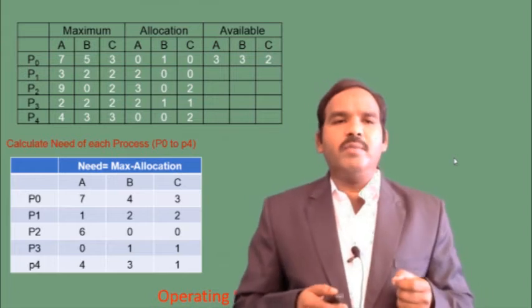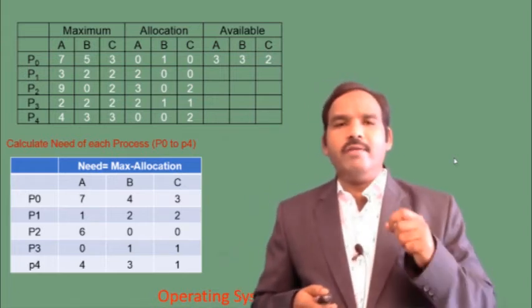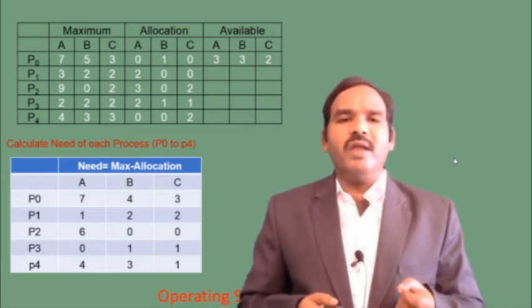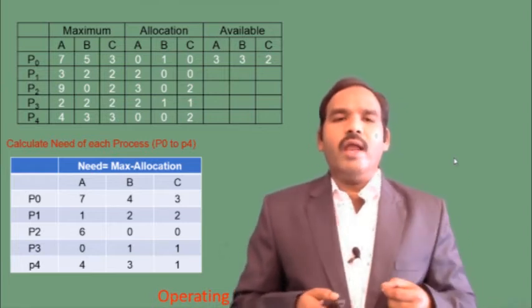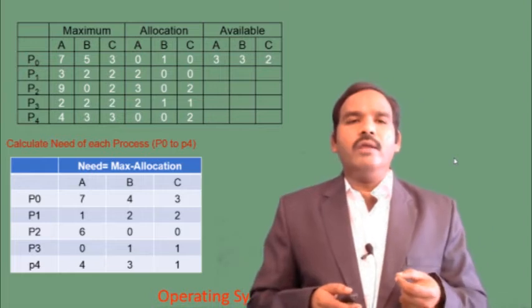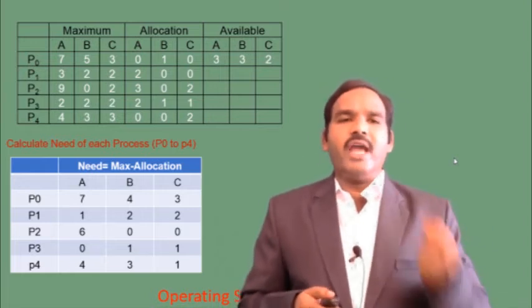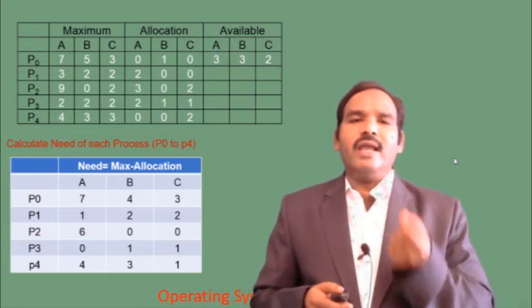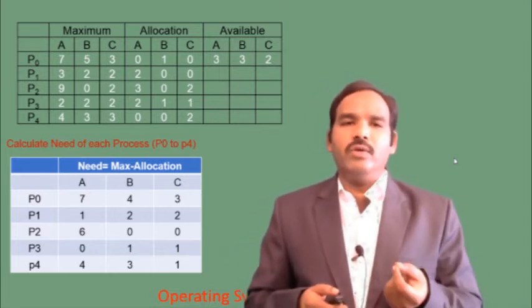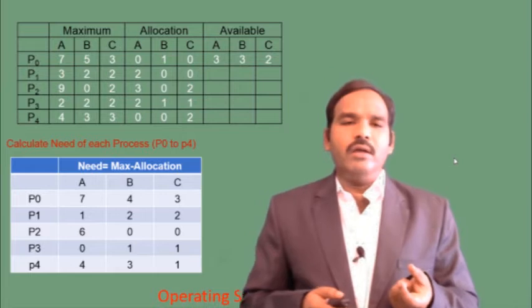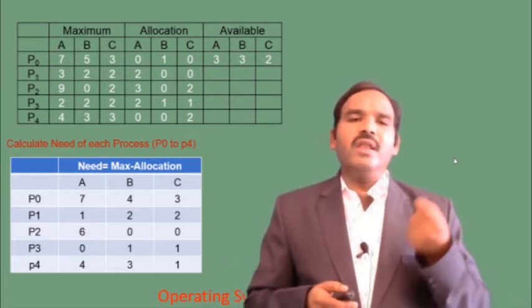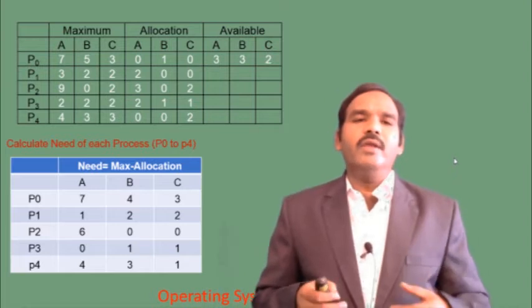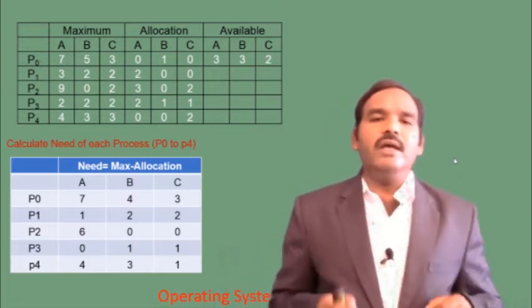What is the maximum claim of P0 on B? 5. And how many B's are allocated? Only 1. So 5 minus 1 is 4. And next, for P0, the maximum claim of C is 3. The allocation of C for P0 is 0. 3 minus 0, so the need is 3. Similarly, we have calculated for P1, P2, P3, P4. So this is the need matrix of all processes.